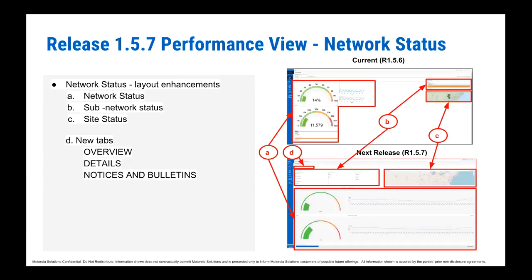Notice the subnetwork status has been moved from the upper right to the upper left-hand side of the screen. It has been expanded to show numerical values of the threshold alerts and other site alerts. The numerical values can be selected to reveal the drill down of the site list behind the value. The site status map now resides to the right of the subnetwork status table and has been modified with a higher resolution of mapping capabilities when zooming in.